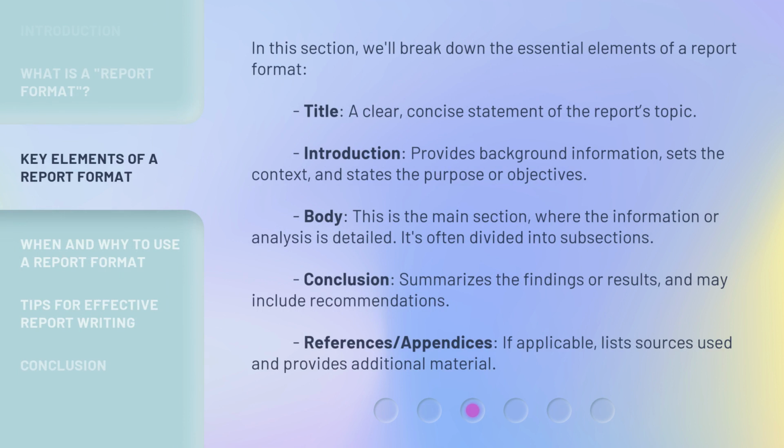In this section, we'll break down the essential elements of a report format. Title: a clear, concise statement of the report's topic. Introduction: provides background information, sets the context, and states the purpose or objectives. Body: this is the main section, where the information or analysis is detailed.